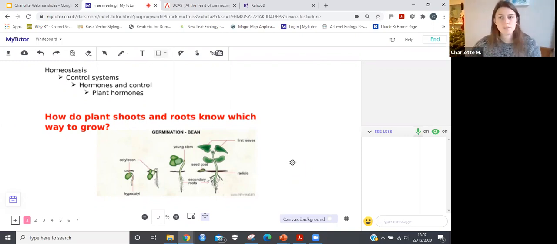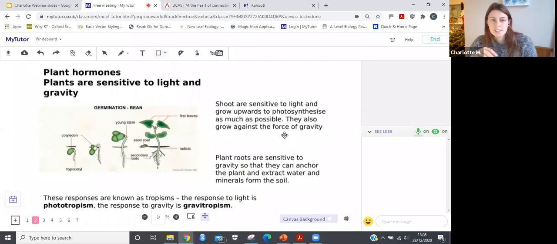But plants are a different system altogether, and they don't really have blood. So hormones in plants work slightly differently. All you need to know about them is, I think there's 3 or 4 that you need to know and their functions, and we'll go through that today. So we've got this little bean germinating here, and you can see the seed, a root growing downwards, and shoots growing upwards. And that is all controlled by hormones.